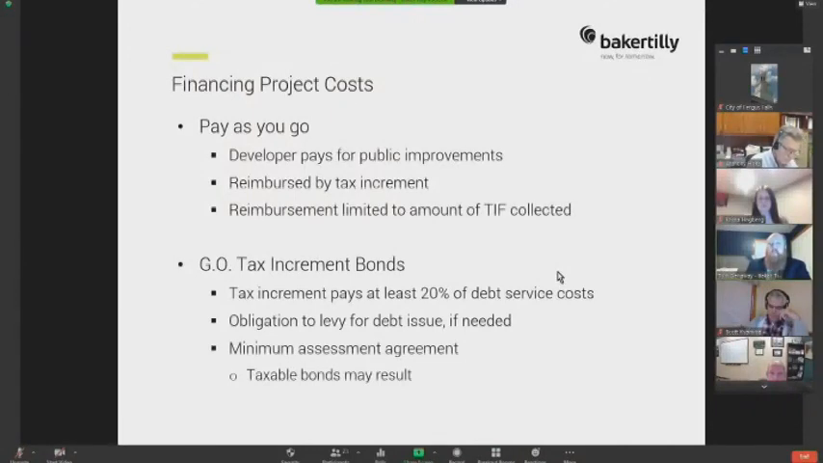There's two really fundamental ways to do that. The first is to do it on a pay-as-you-go basis, which is what's being proposed here. On a pay-as-you-go TIF district, the developer is responsible for funding all costs that are being incurred today.